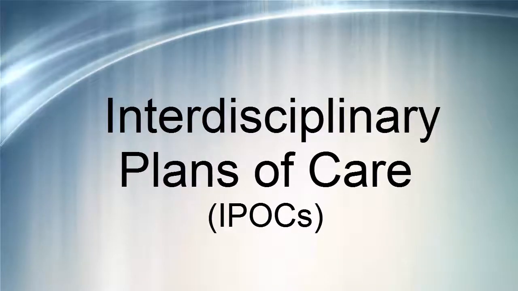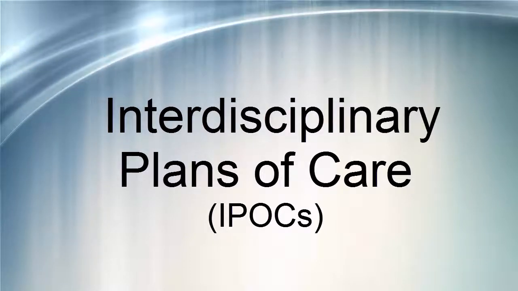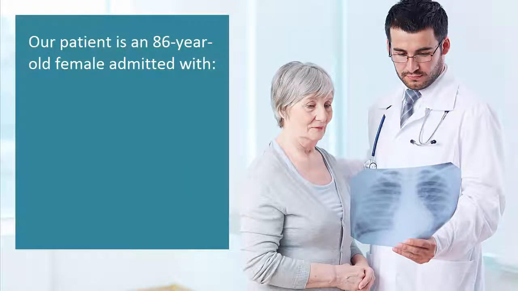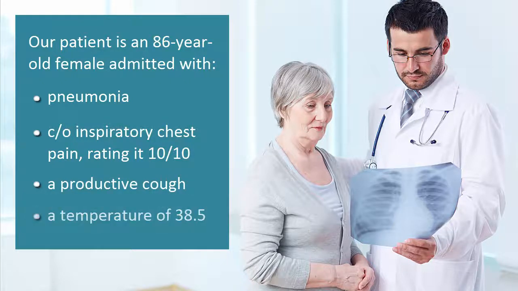This video will cover the steps on how to properly document on the interdisciplinary plans of care in OneChart. For this video, we will be looking at a patient who is an 86-year-old female that had been admitted with pneumonia, complaint of inspiratory chest pain, rating it 10 out of 10, a productive cough, and a temperature of 38.5.